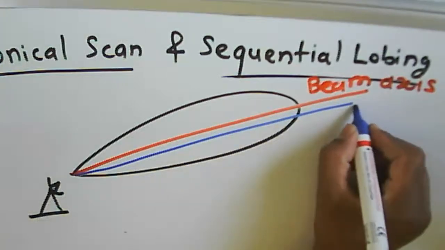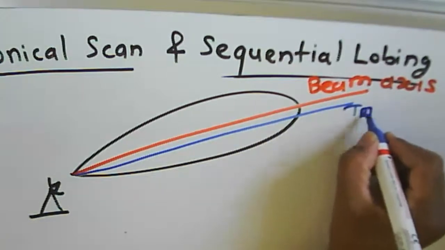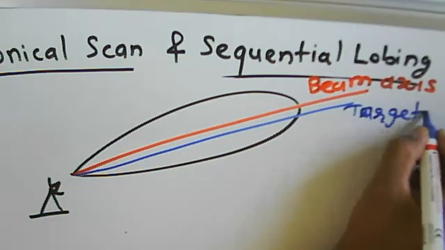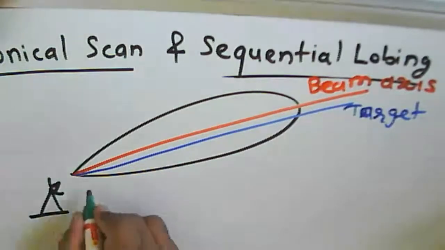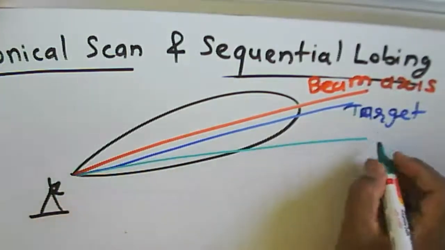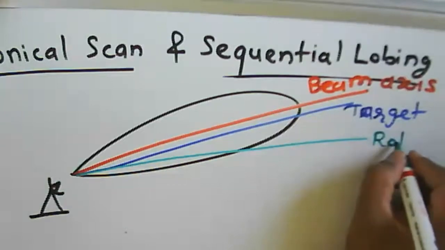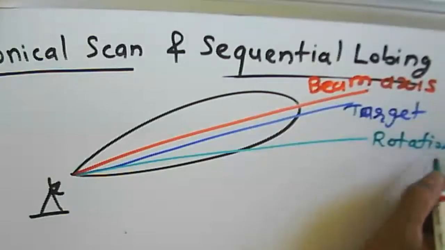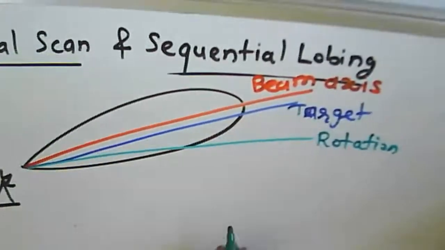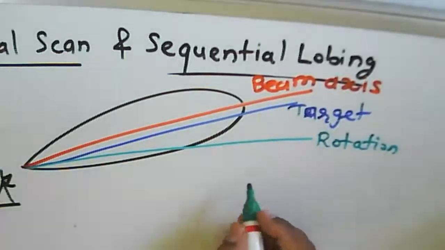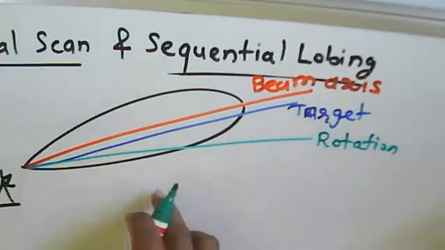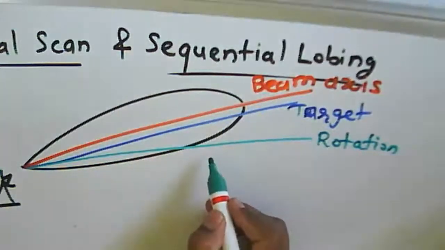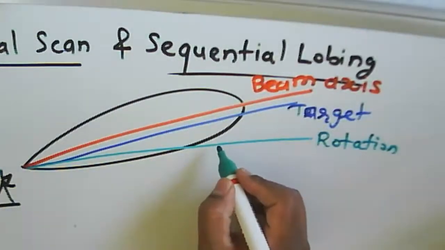This one is about a target, and this one is about a rotation axis. Now this beam is rotating, likewise. So we can say that this beam is rotating, and this one is about a rotation axis.